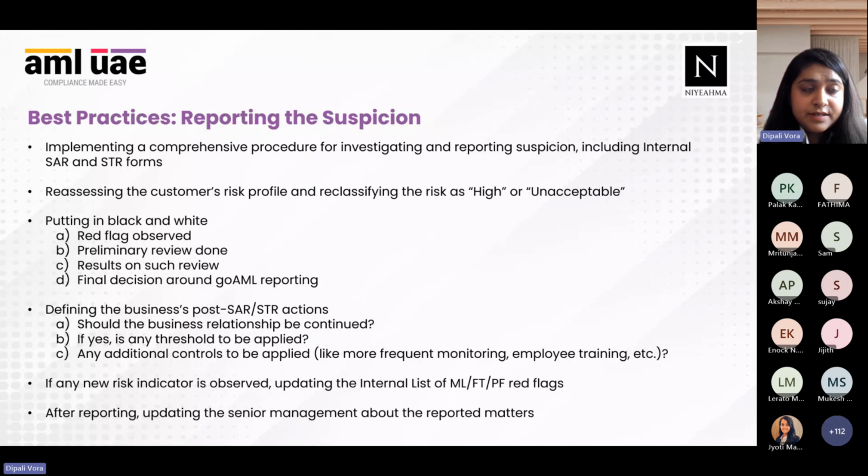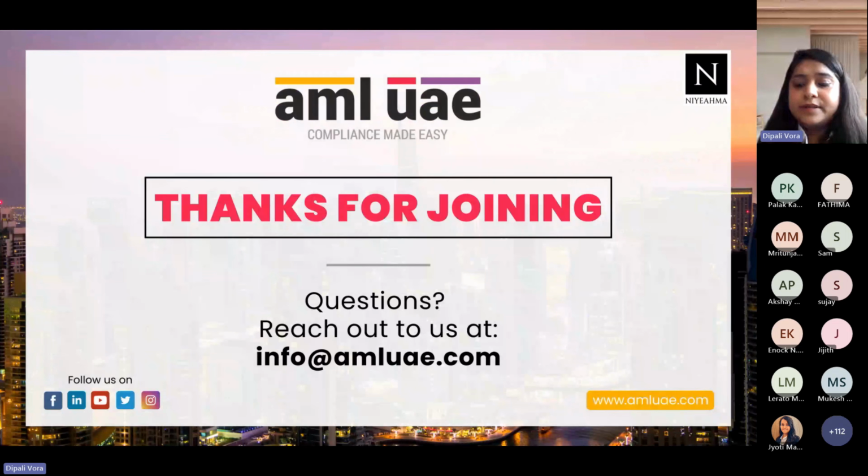And in case the company has come across some new type of risk indicator that was not mentioned in our red flags, you could add it to our red flags, and this could also be communicated to the employees that, okay, this is the latest practice, or this is the latest trend, I would say, that is being followed by people to launder funds. And after all of this reporting, the final part is you may just update the senior management that these reportings were done because these risks were observed, and we have complied with all the requirements. So I will hand over to Jyoti for the closing remarks.